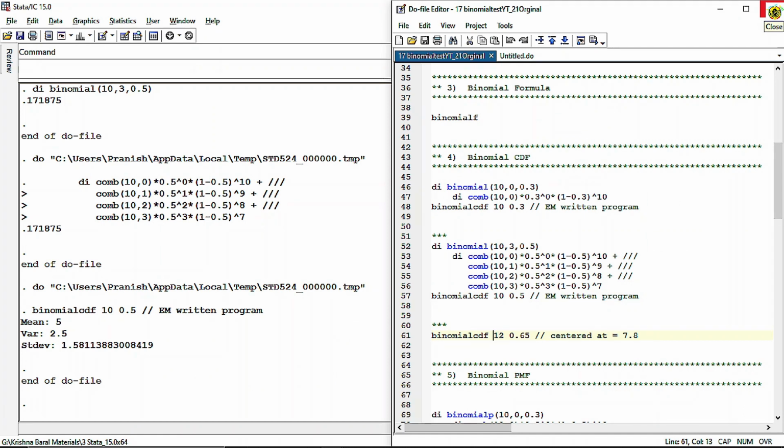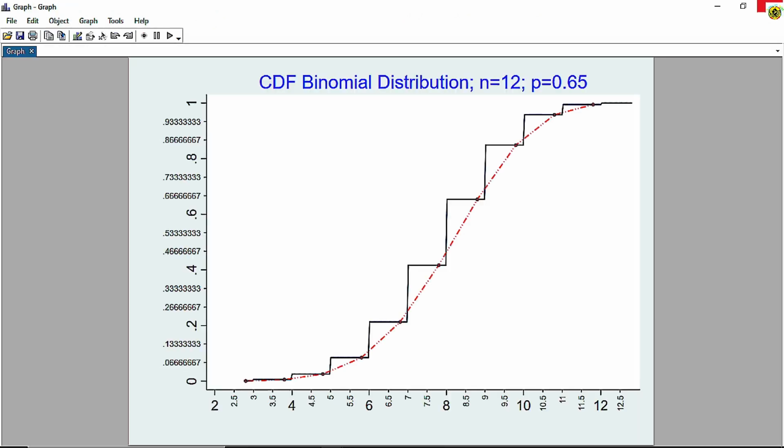The number of trials in this case is 12, and the probability of success is 65%. Now the probability of success has increased. So let us see what will be the nature of the graph. The number of trials is 12, probability of success is 65%. So the mean should be the product of these, 7.8. So the graph is centered somewhere at 7.8, over here at this point.